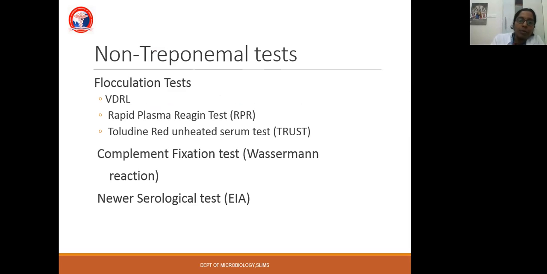So I already explained to you what VDRL is. Then the rapid plasma reagin, and you also have the toluidine red unheated serum test, which is also a TRUST. This is another test which we use as a flocculation test. And then the complement fixation test, which is Wassermann's test. Basically we do only the RPR, which is widely used. The VDRL test is a slide flocculation test. RPR test, what type of test is it? RPR is a slide agglutination test.